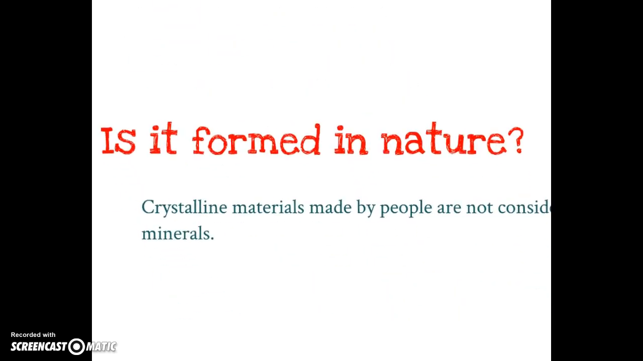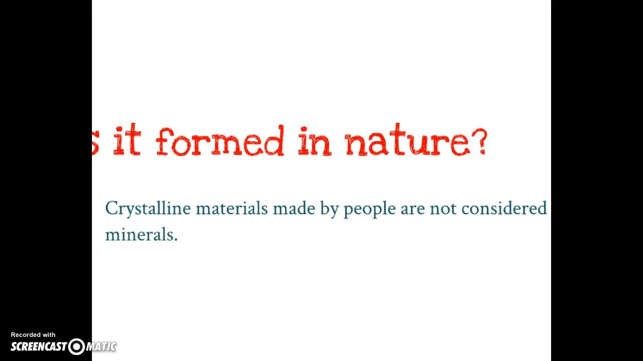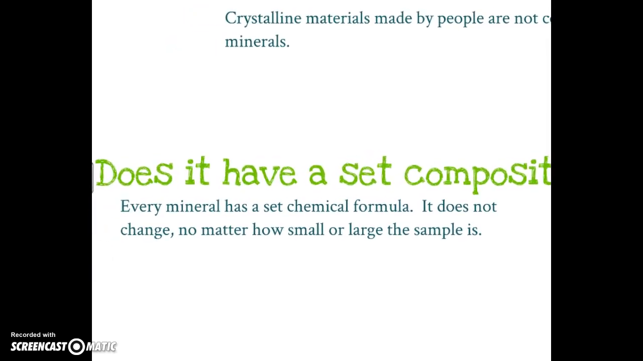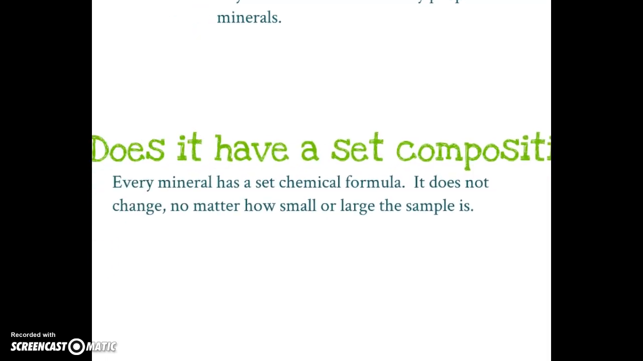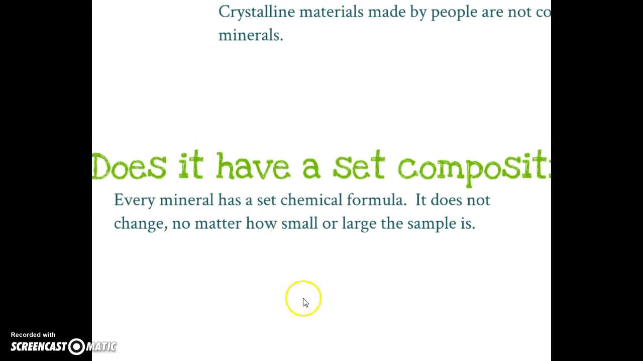Is it naturally formed? Minerals are not supposed to be man-made. So if you have a man-made crystal or man-made quartz or anything that's made in a lab, that is not considered a mineral. A mineral has to be naturally occurring. Third question: does it have a set composition? What this means is that every mineral has a set chemical formula. It does not change no matter how big or how small your sample of that mineral is. It's always going to have the same chemical formula repeating all throughout. We will talk about this in class a little bit more, because this is where we tend to get a little bit confused.